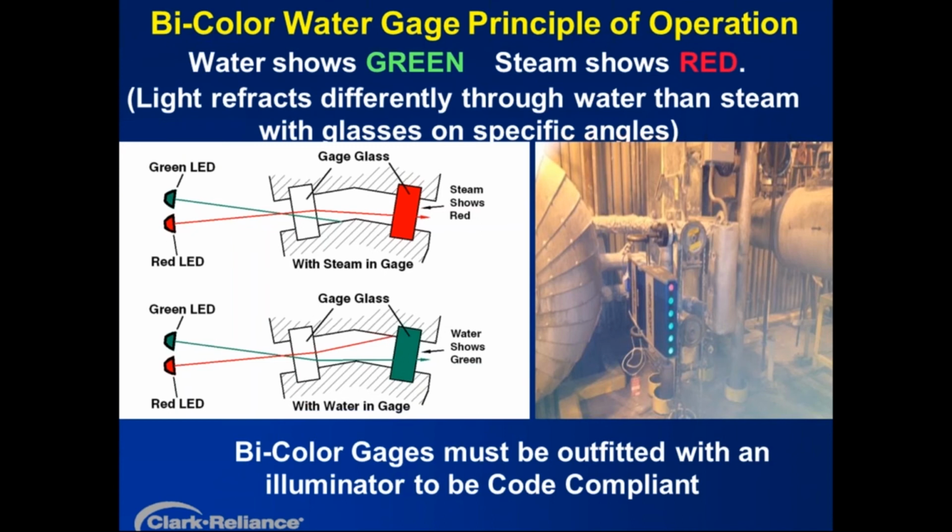And again, at the bottom of that slide, all bicolor gauge glasses, ported type, must be fitted with an illuminator in order to comply with ASME code requirements, with the gauge installed in an operator viewing position so that they can discriminate easily between steam and water.